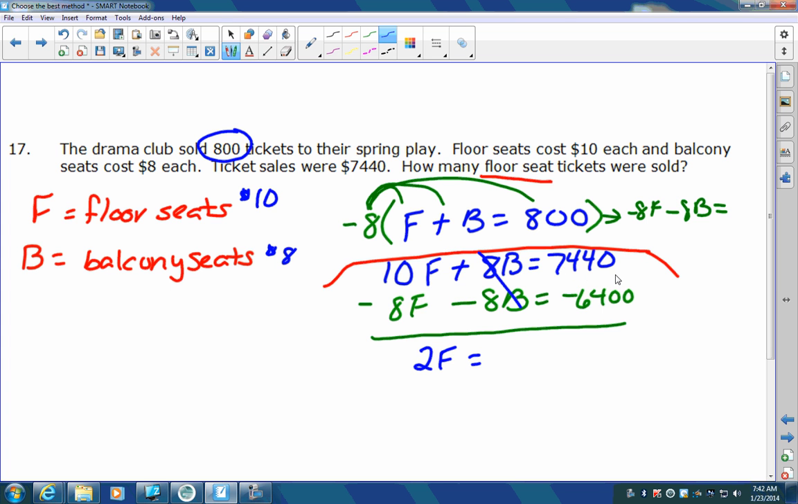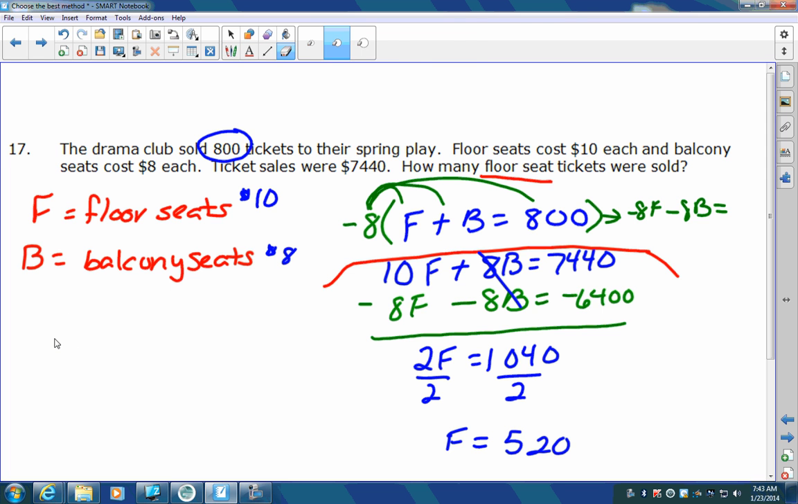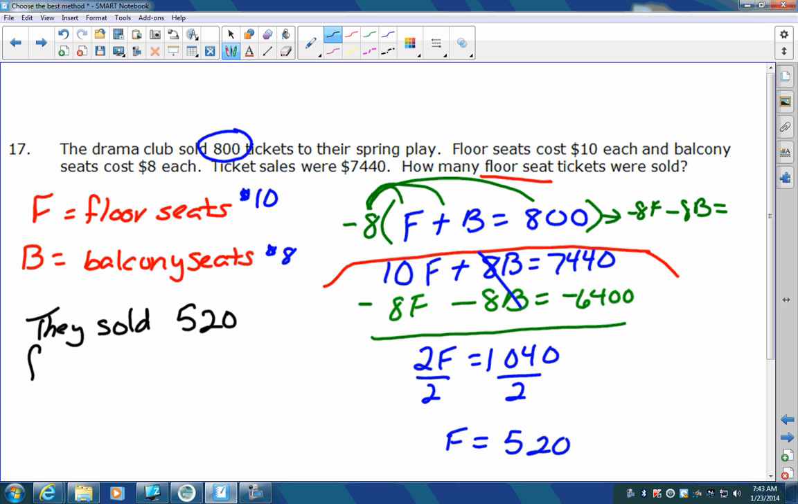What is 7,440 minus 6,400? Isn't it 1,040? Divide by 2. Floor seats, 520. So they sold 520 floor seats. I can find out how many balcony seats, but that's not what the question was asking for.